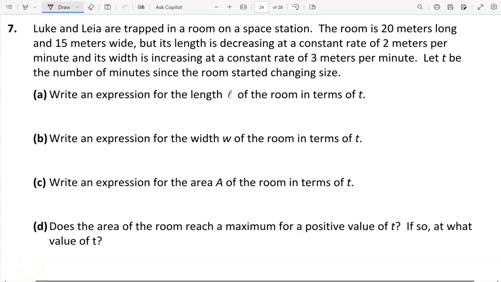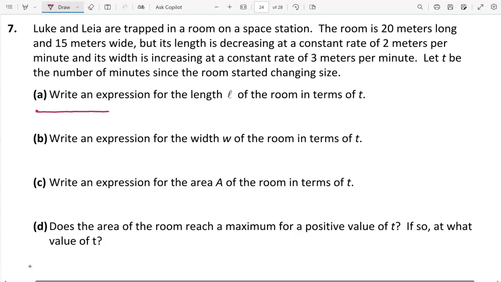In number 7, we find our friends Luke and Leia trapped inside a room at the space station. The room is 20 meters long and 15 meters wide, but its length is decreasing at a constant rate of 2 meters per minute, and its width is increasing at a constant rate of 3 meters per minute. Let t be the number of minutes since the room started changing size. So what we need to do here is write an expression for the length.